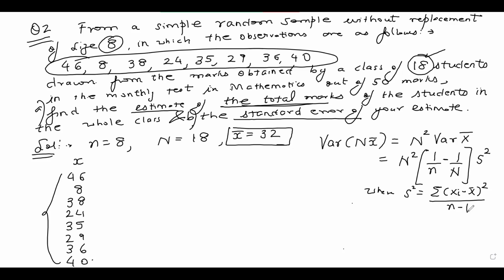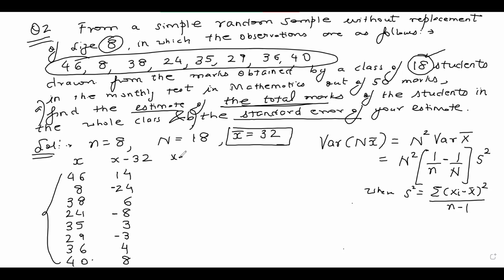So first of all, let's find out xi minus x bar, where x bar is 32. Let's quickly work this out. 46 minus 32, 14. 88 minus 32, 24. 38 minus 32, 6. 24 minus 32, minus 8. 35 minus 32, 3. 29 minus 32, minus 3. 36 minus 32, 4. 40 minus 32, 8.